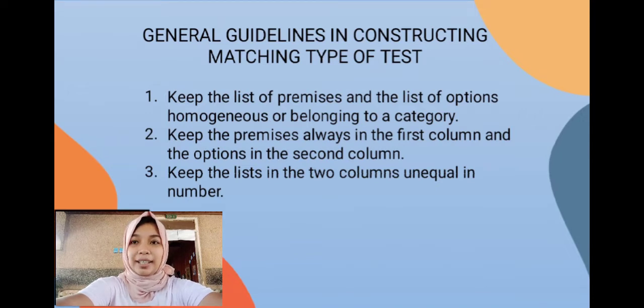There are matching items, however, where the options are much fewer than the premises. This is recommended when testing the ability to classify. For instance, column A will be a list of 10 animals which are to be classified, and column B could be just 4 categories of mammals. With this format, it is important to mention in the test directions that an option can be used more than once.